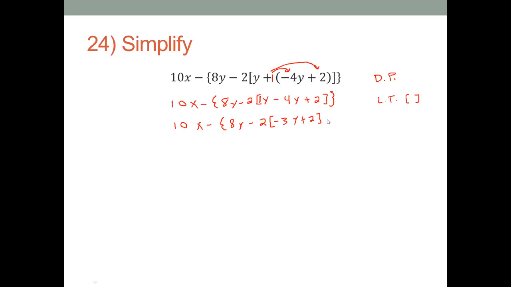Now the reason I kept the brackets here is because I had a negative 2 outside of those brackets. And what that tells me is that I'm going to have to use the distributive property with that negative 2. So I'm going to have to distribute that negative 2 to each one of those terms inside those brackets, and that will allow me to get rid of my brackets there. So negative 2 times negative 3y is positive 6y. Negative 2 times positive 2 is negative 4.